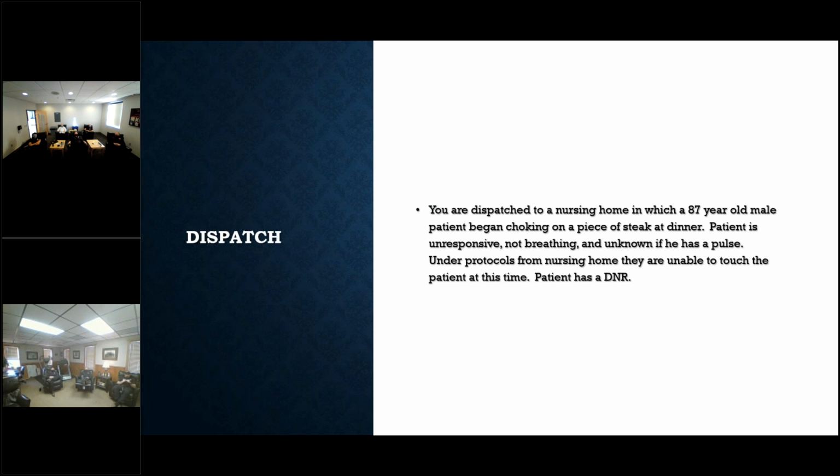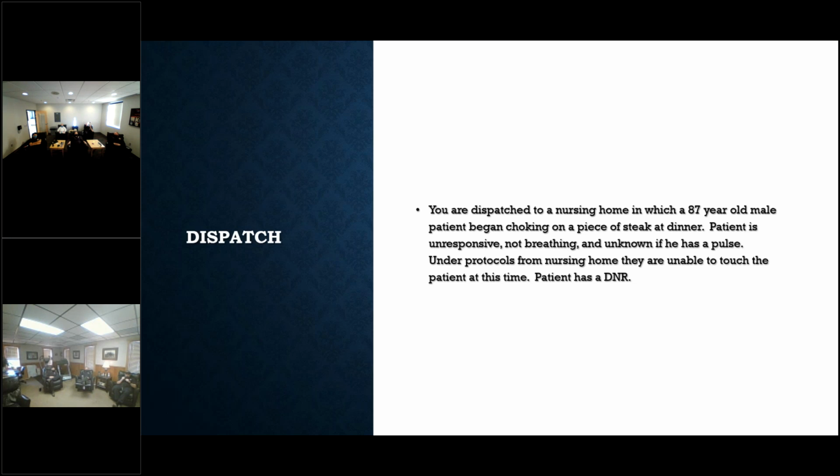So now we're going to go through a couple of different scenarios that's really going to highlight some legal, ethical, and medical aspects. So we're dispatched to a nursing home. We have an 87-year-old male patient who began choking on a piece of steak at dinner. Patient's unresponsive, not breathing, unknown pulse. Under protocols from the nursing home, they are not able to touch the patient or provide CPR at this time. We arrive on scene, patient has a valid DNR, and that DNR is present upon our arrival.